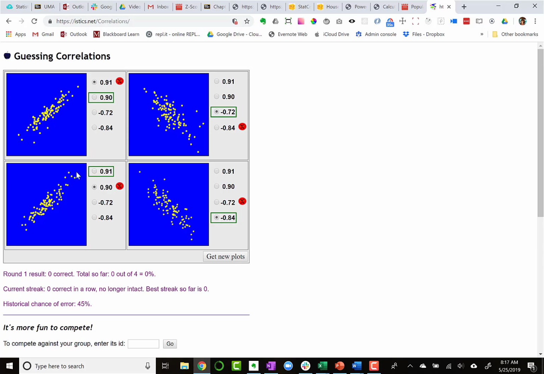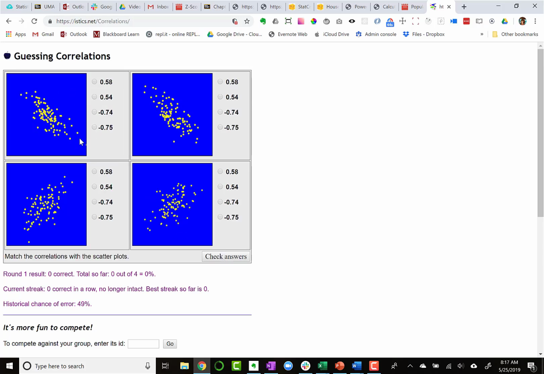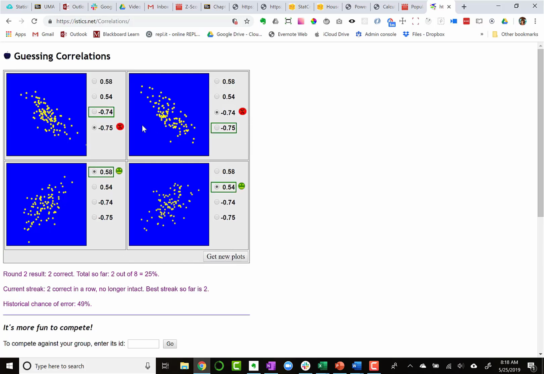No, that's never happened to me before. Okay, so I was off. These were really close. Let's get some new plots. Try that again. Okay, so I want to look for 0.58, 0.54. Those look kind of close, but they're both positive. So I'm going to guess that this one is 0.58 and this one's 0.54. And then I'm going to guess this. Okay, so these were off. That's just mean.